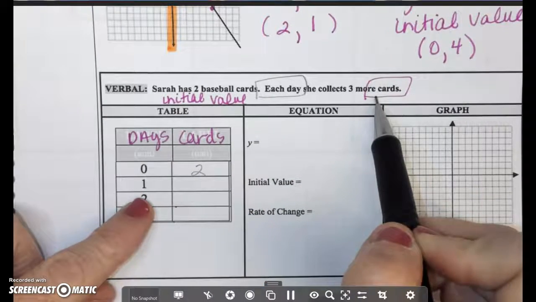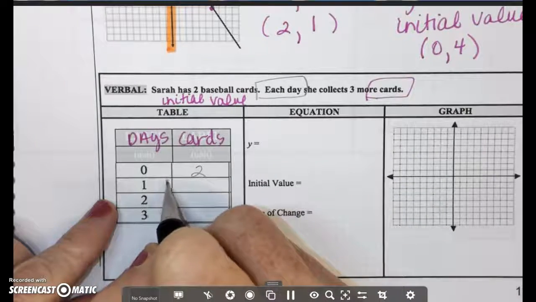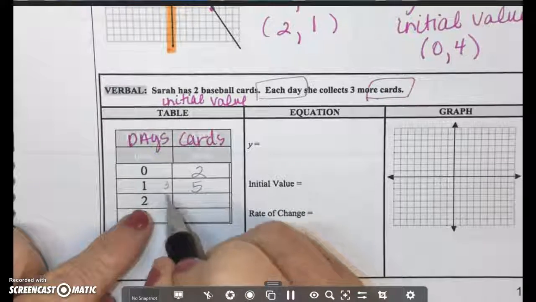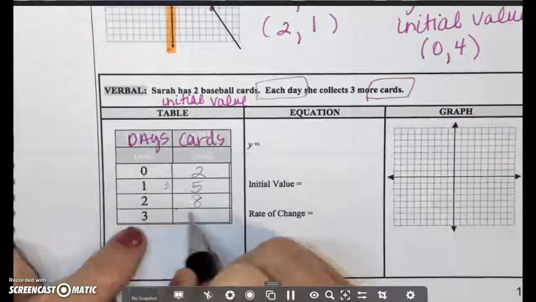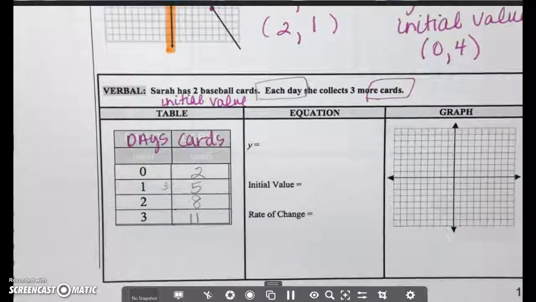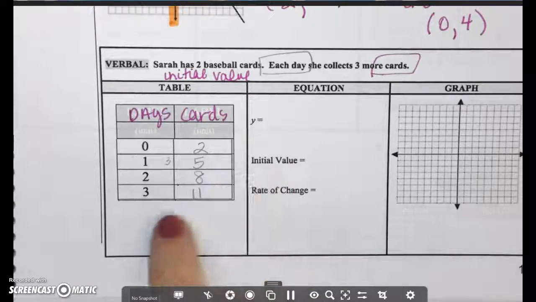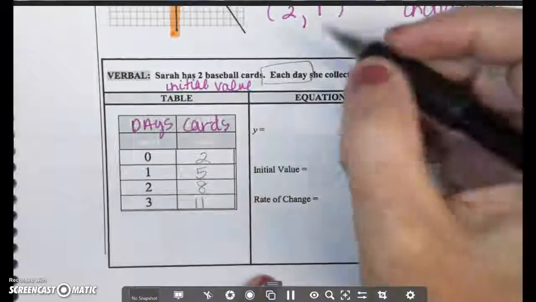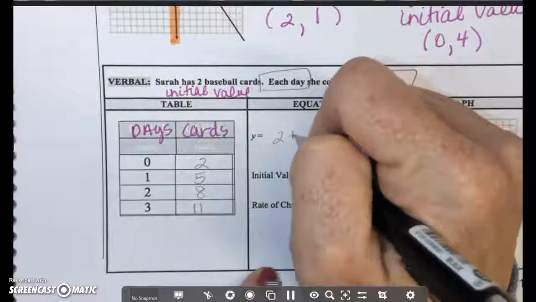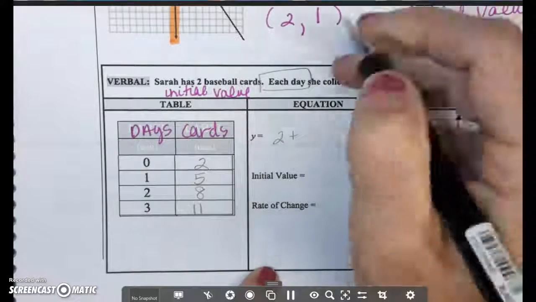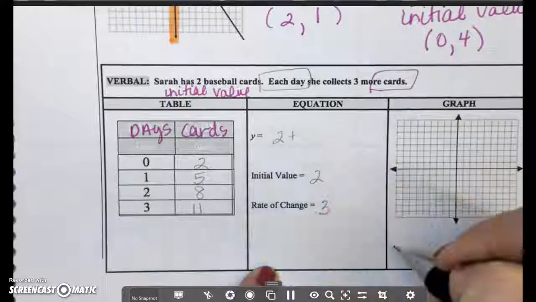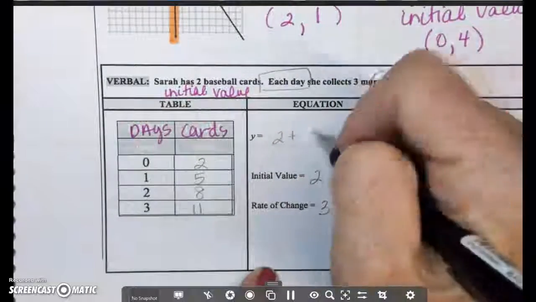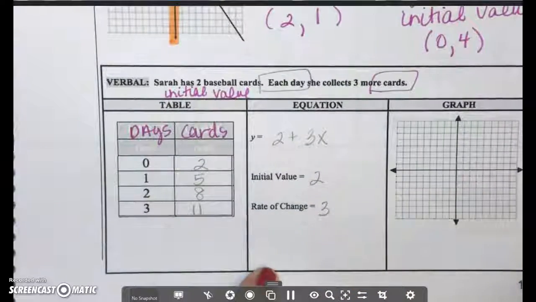Then every day she collects 3 more. So here she's going to collect 3 more. So 2, then she gets an additional 3. She has 5. On the second day she gets 3 more. That gives her 8. And on the third day she gets 3 more. That gives her 11. So it is possible for you to actually write an equation based on what's going on over here. Right? That every day she's adding 3. So we know that she starts with 2. And then she is increasing by 3 per day. So the way we can write that is 2 plus 3 times the number of days that go by.